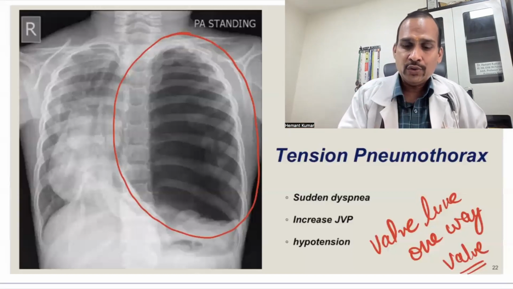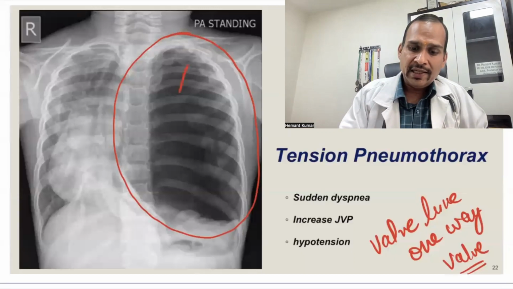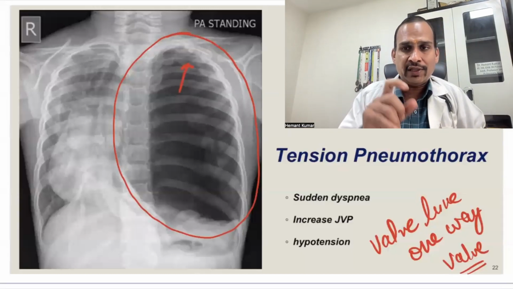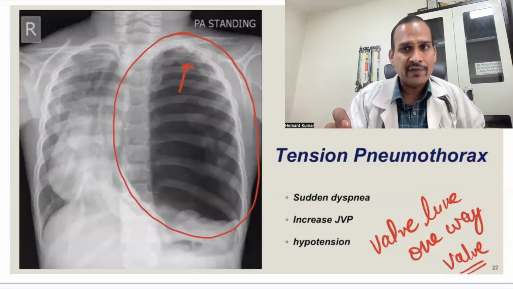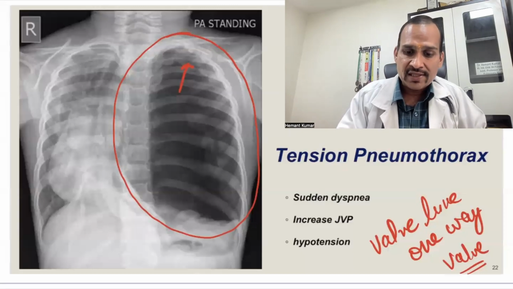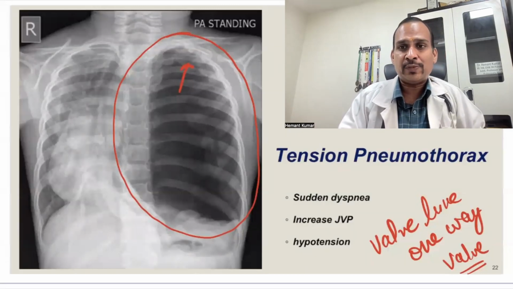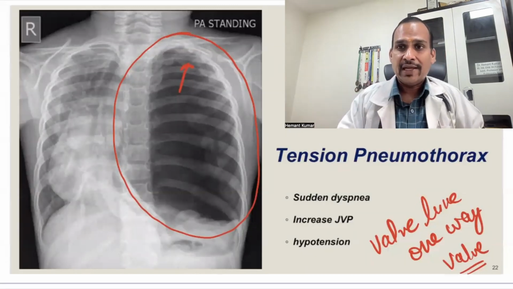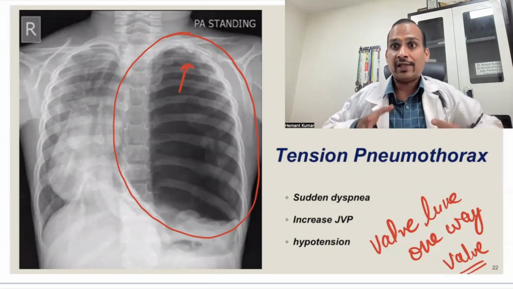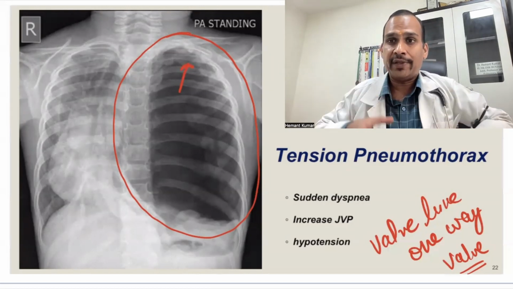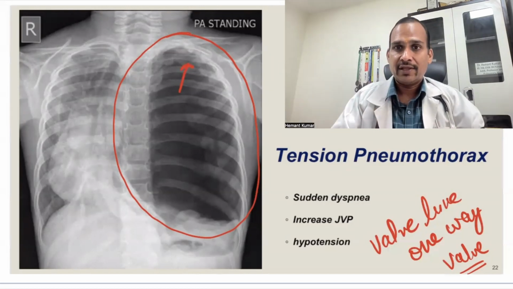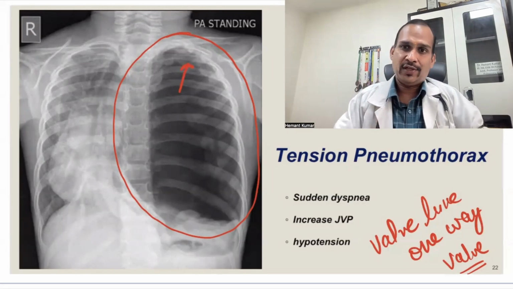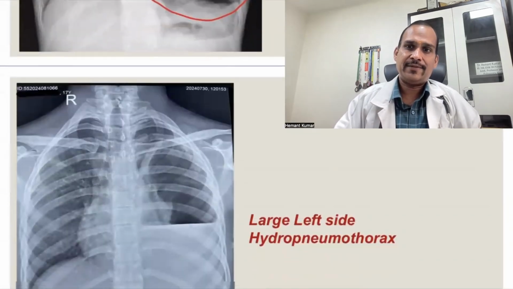So what will you do? You just put a needle, a wide-bore needle, 16 gauge or 14 gauge or 18 gauge, whatever is available with you. You insert it in the second intercostal space, mid-clavicular line. And you can observe a gush of air which will come out from the pleural cavity to the environment. So this is tension pneumothorax. This is really a medical emergency.